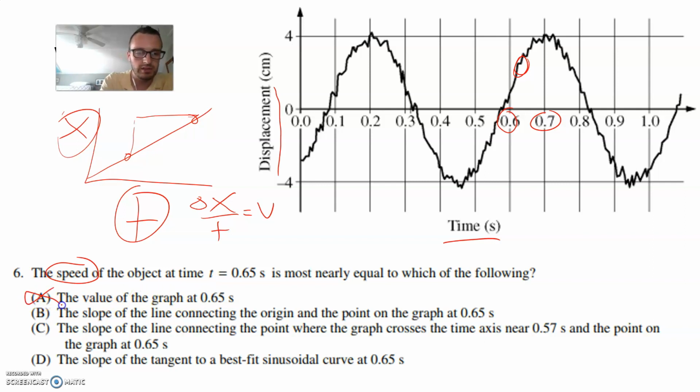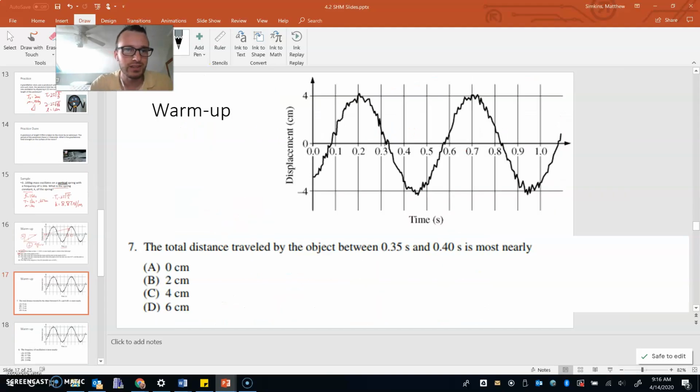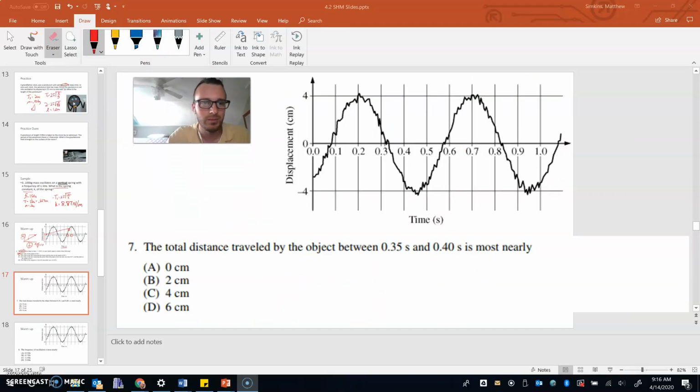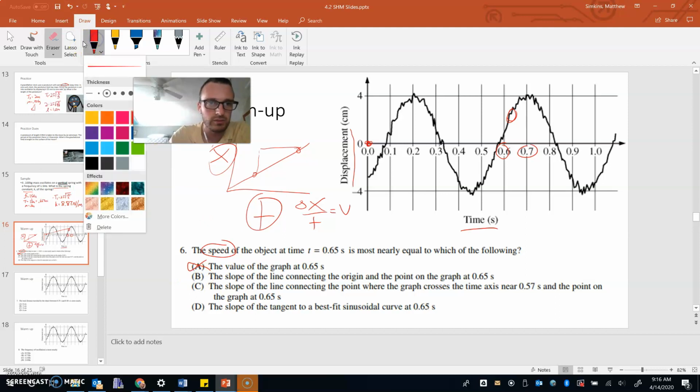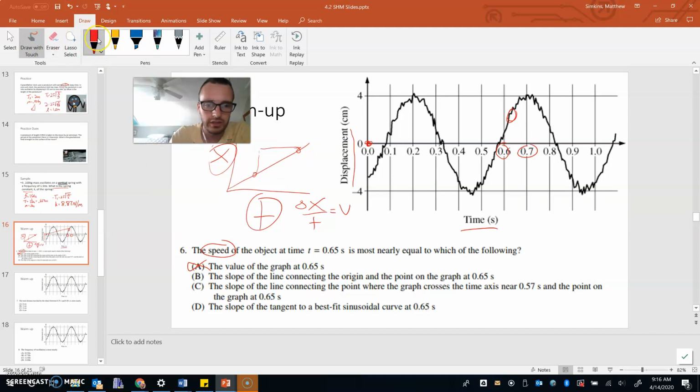It's not the value, that would be just where you are, not how fast you're going. The slope of the line connecting the origin and the point on the graph at 0.65. The origin, is that talking about over here? That's silly, no, I don't think so. Let me get rid of that one because that was a dumb possibility. I got rid of all my annotations anyway. Let's go back to the one we're actually looking at and get rid of that line. How about choice C? It can't be choice B because it's just silly. Nobody takes the slope from the beginning of the graph all the way over to the edge. So it's not choice B.